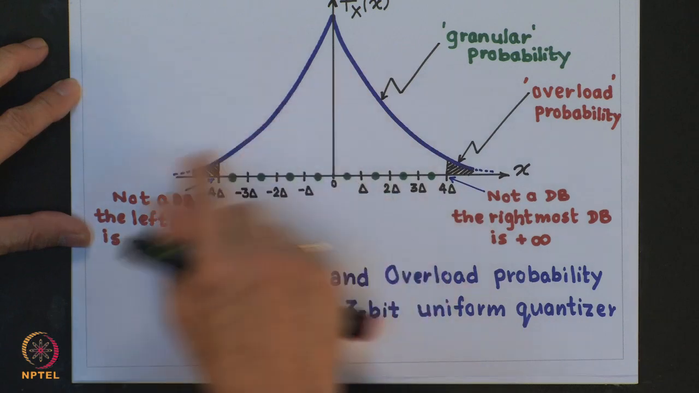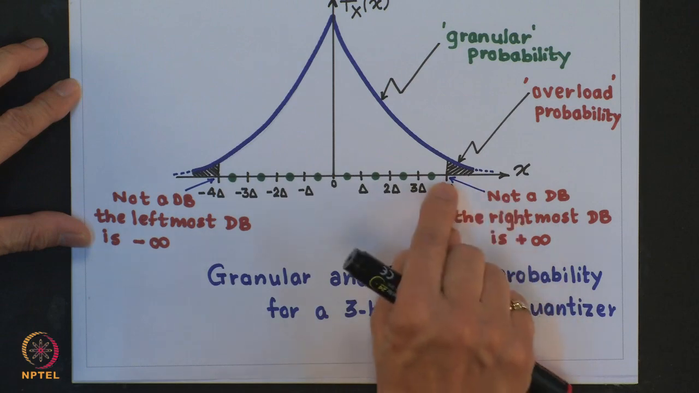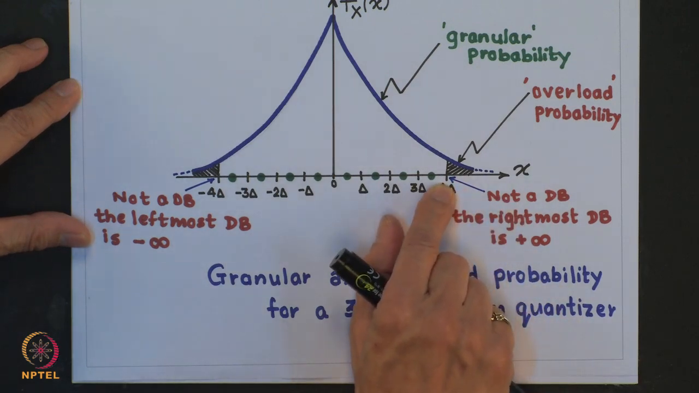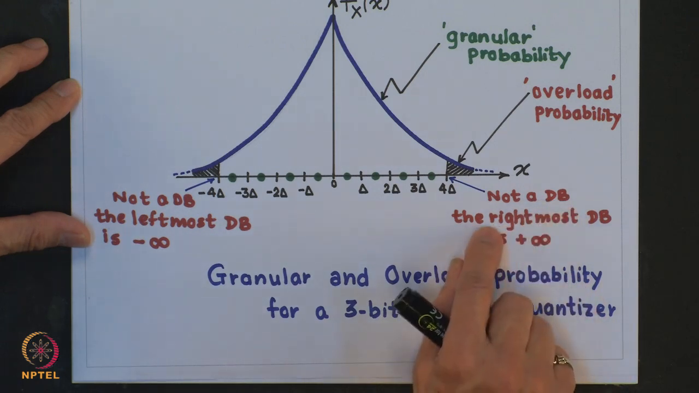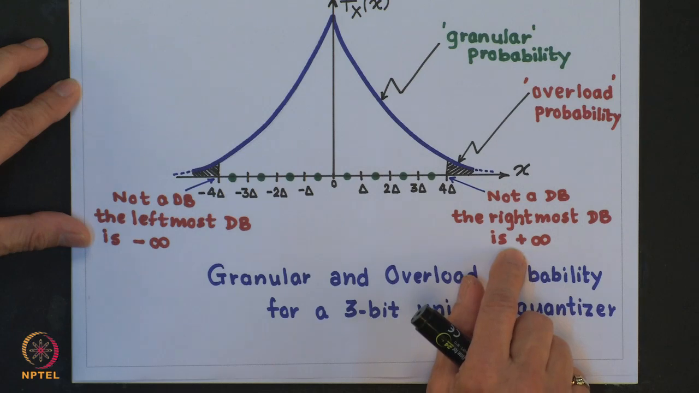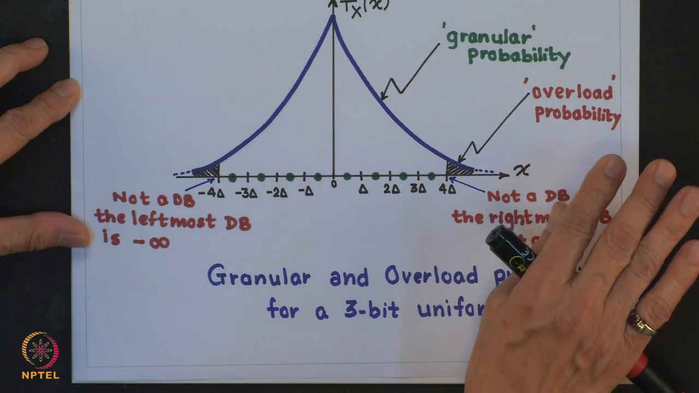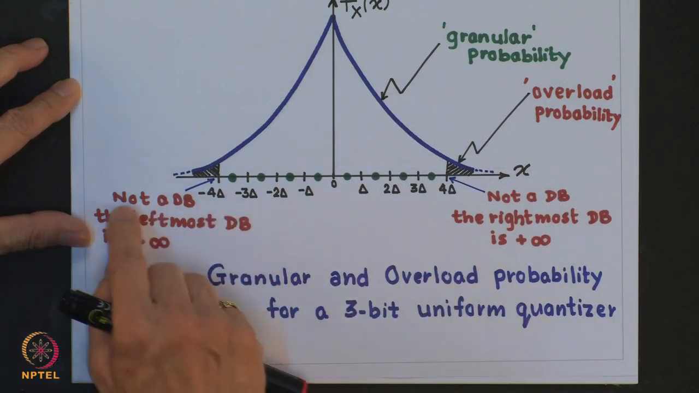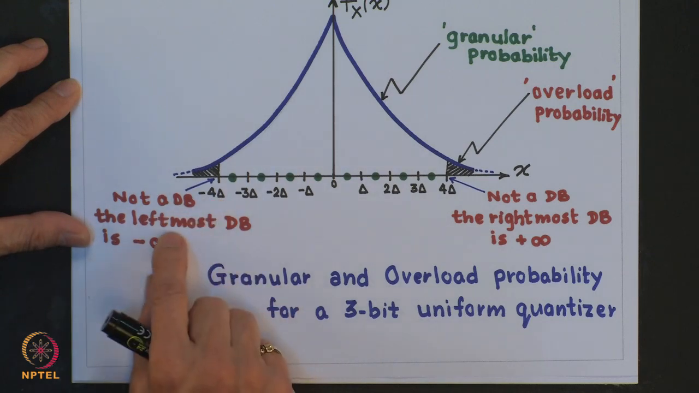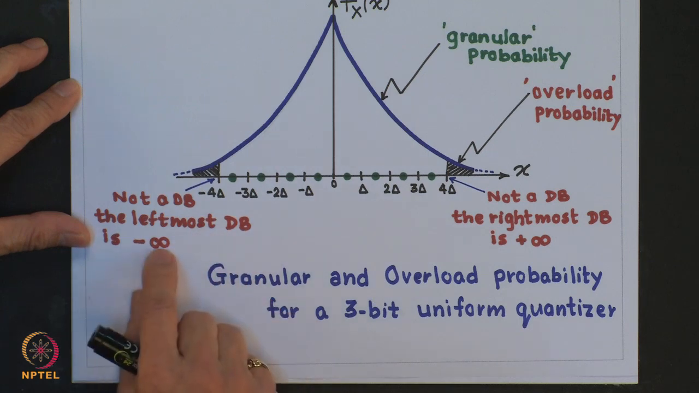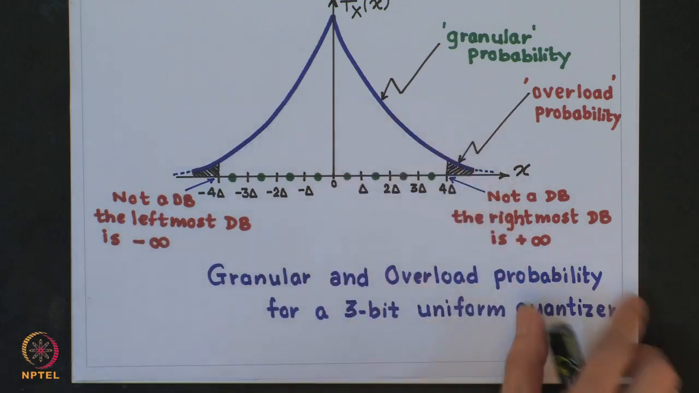So, if you have such a PDF, it is also important to remember that this 4 delta is not going to be a decision boundary. DB denotes the decision boundary. The rightmost decision boundary is going to be plus infinity in a generic case, correct, if I use an unbounded PDF. And similarly, on the left hand side, minus 4 delta will not be a decision boundary, but the leftmost decision boundary is going to be minus infinity. So, this is what is going to happen.